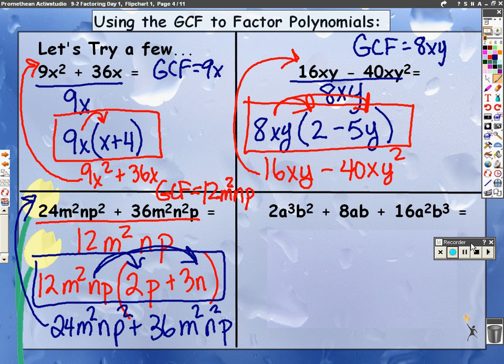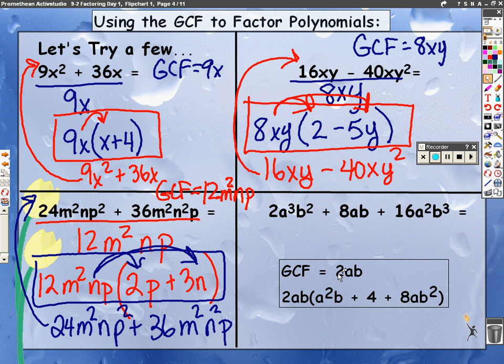Okay, hopefully you finished that last problem, and I'm going to share with you the solution that you should have had. The greatest common factor is 2ab, and when you factor it, you should have 2ab times a squared b plus 4 plus ab squared, and you should have checked your work.